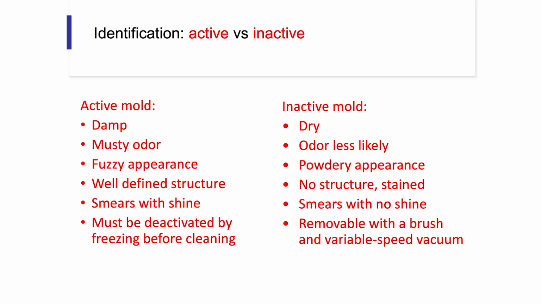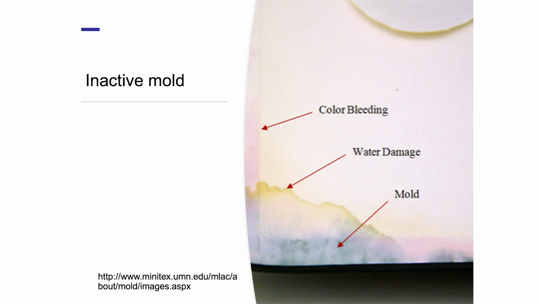Use a gloved finger to smear the suspected mold. If it is active, it will have a shiny, wet smear. Inactive mold smears with a feeling of very fine powder and no shine. Here's an example of inactive mold.